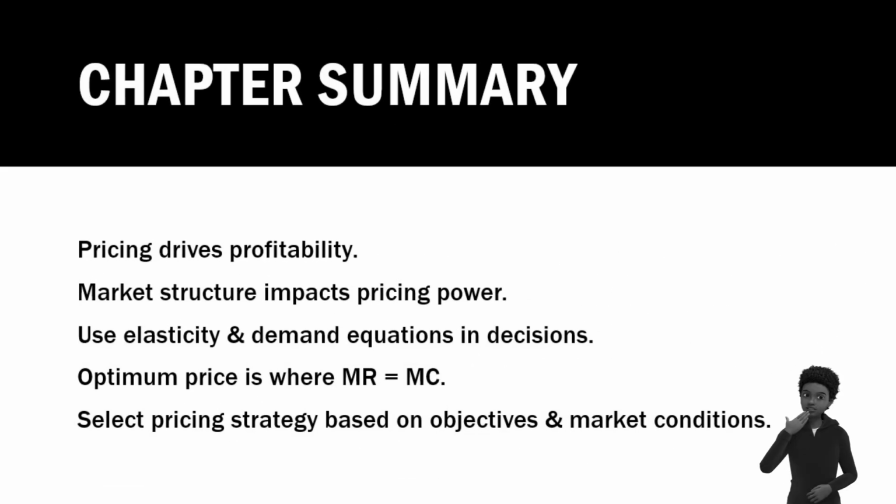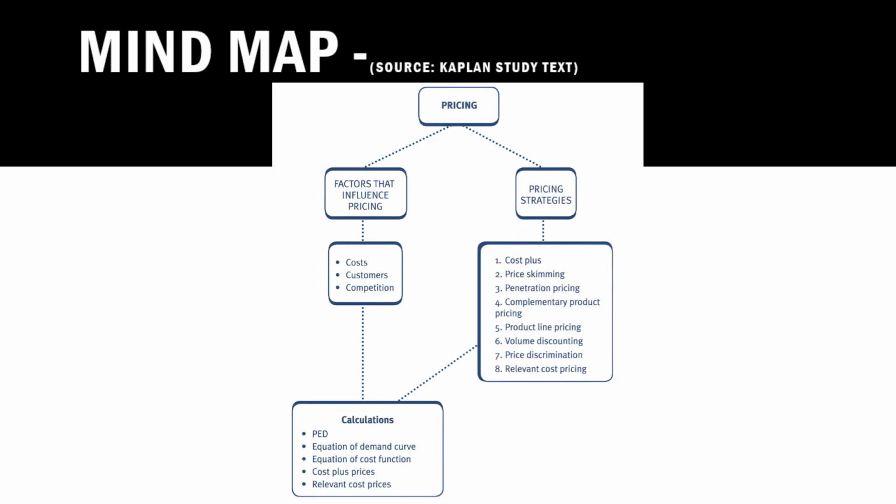Chapter summary. To sum up, pricing decisions shape profitability. Market structure determines how much control firms have. Elasticity and demand equations help set prices wisely. The optimum price is always where marginal revenue equals marginal cost. And the right strategy depends on market context and objectives.